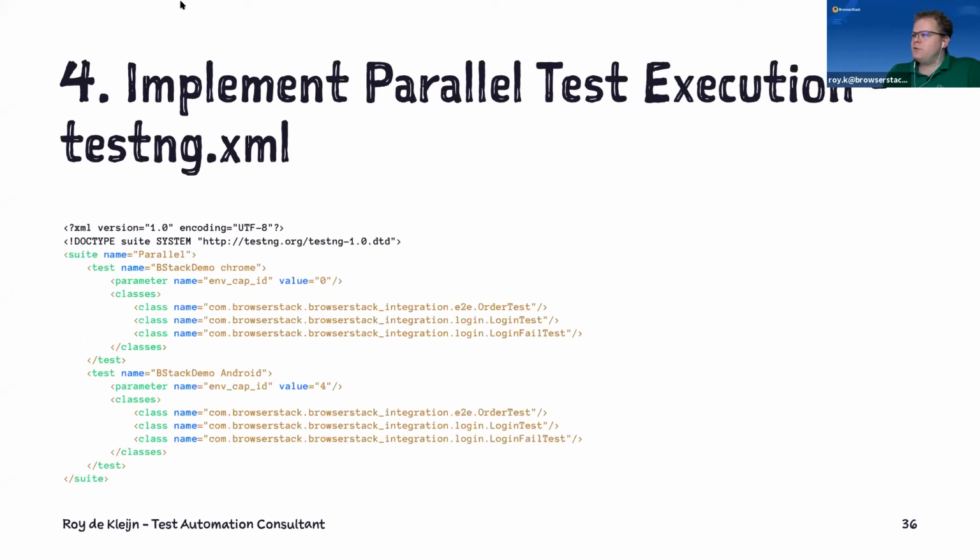The first thing is you can implement testng.xml, and this will basically define the test suite you like to run. And in this case, I listed the test classes I like to execute, and with some environment capability ID, so 0 and 4. So 0, it means it will run my test on Windows in Chrome, and 4 was, I guess, Android, to run on an actual phone in the BrowserStack cloud.